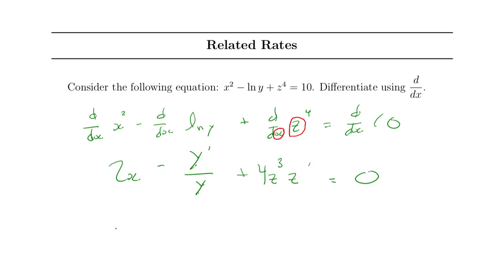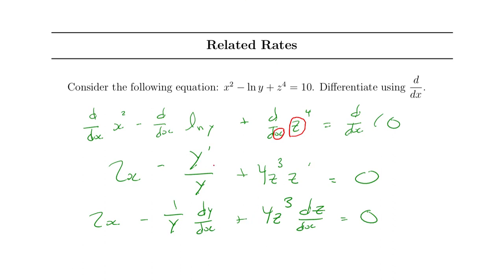If we wanted, we could have written this using differentials, and I think it's really important to see that in this example just to see what's going on. So let me rewrite this out, except instead of y prime and z prime, I'm going to use dy over dx and dz over dx. So we've got 2x minus 1 over y dy over dx, that's y prime, plus 4z cubed dz over dx, that's z prime, equals 0. So again, notice with the y and the z term, we had to use the chain rule.